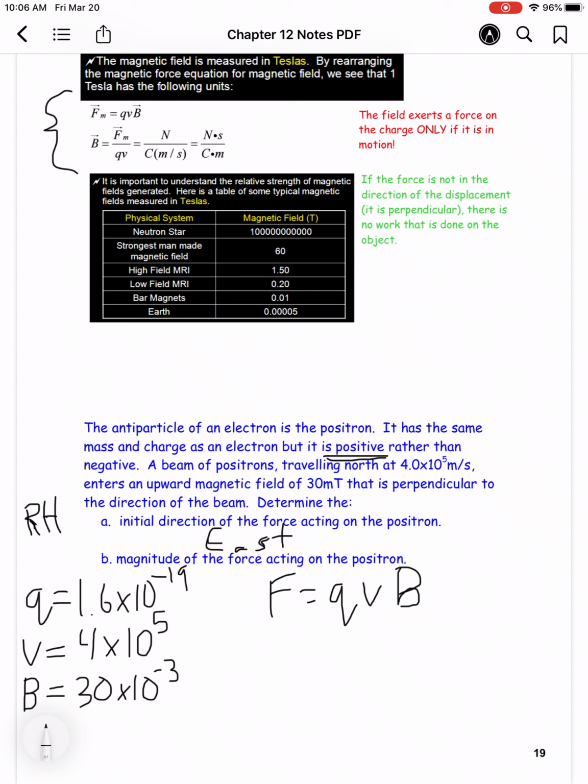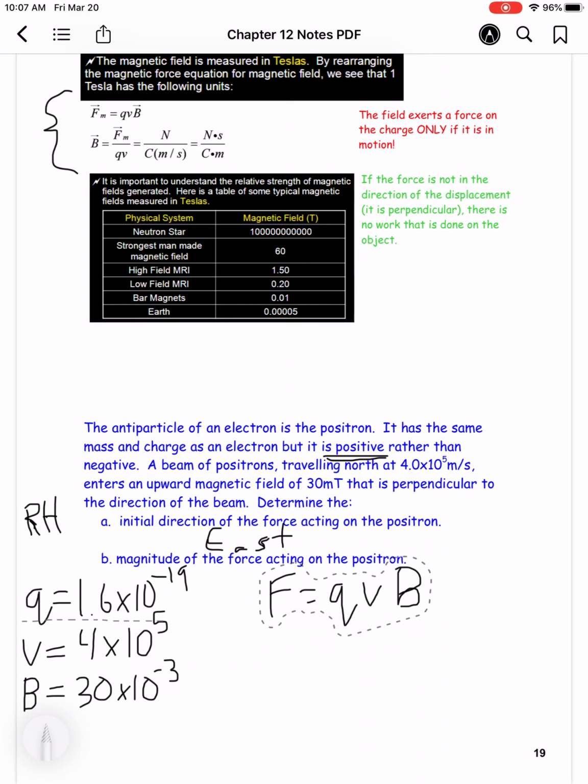All right, so I've already written out this. We're going to solve for the magnitude of the force, so we're going to use the equation F equals QVB. Again, you can put the bars and the lines if you want, but you can kind of understand that to begin with. So we're going to use that equation.